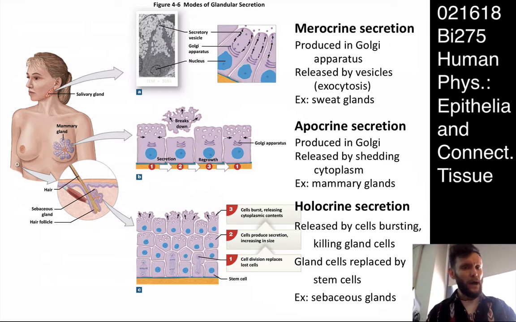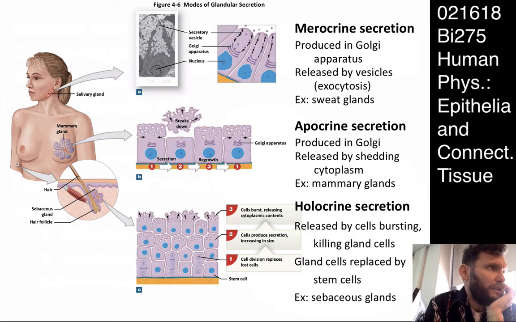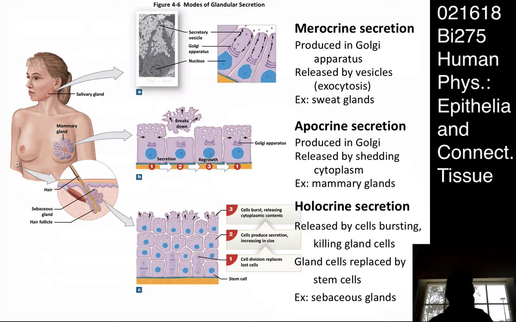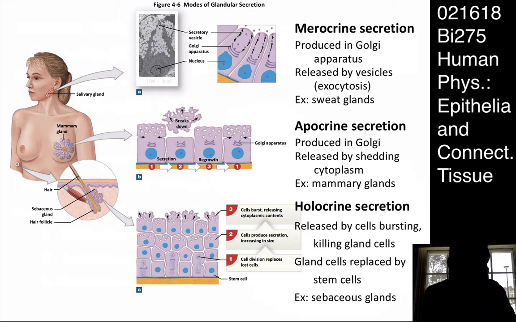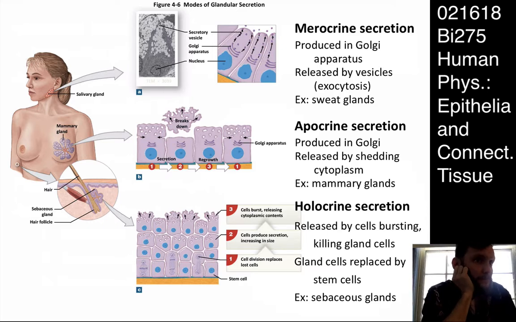Why would the mammary gland use apocrine secretion instead of merocrine secretion? What do you guys think? What is the mammary gland doing? Let's start with that. Pretty straightforward. You should all get that one. It's making milk. And what's in milk? What is milk?